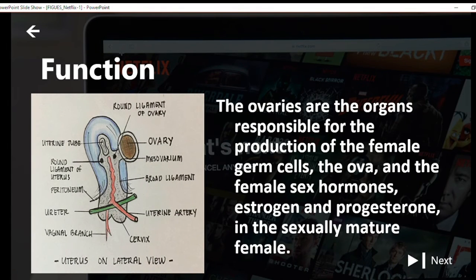Next is the function of the ovary. So its function is: it is responsible for the production of the female germ cells, the ova, and the female sex hormones, the estrogen and the progesterone, in the sexually mature female.